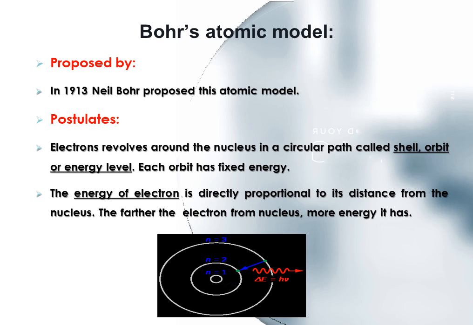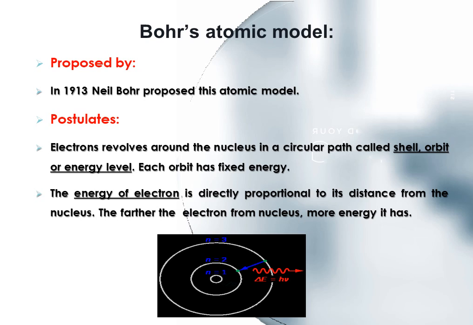The second postulate is that the energy of an electron is directly proportional to its distance from the nucleus. The farther the electron from the nucleus, the more energy it has. This means that the energy of an electron in a given shell depends upon its distance from the nucleus. The farther the electron from the nucleus, the greater will be its energy.